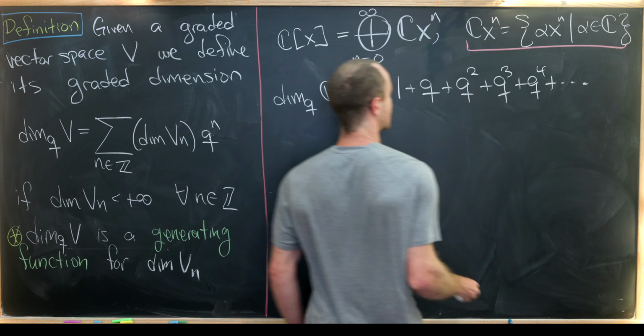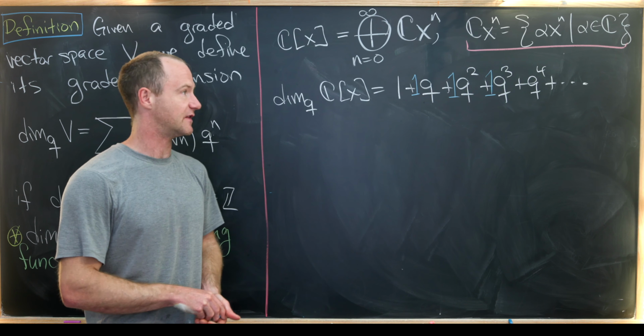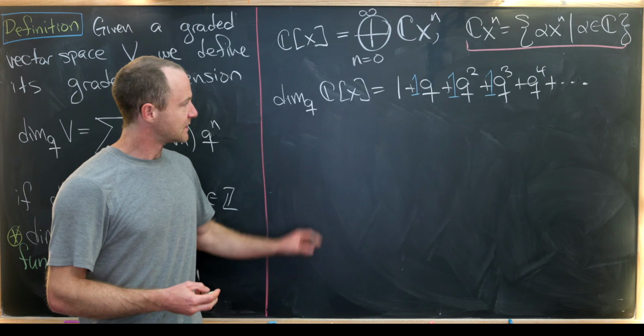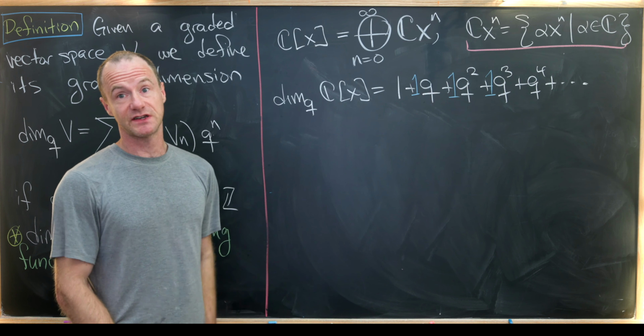So that gives us a coefficient of 1 in front of all of these things. So the first graded component is one-dimensional. It's spanned by just x to the first power. The second graded component is one-dimensional. It's spanned by x squared, and then so on and so forth. And so this would be our q-dimension, just this geometric series, if you will.